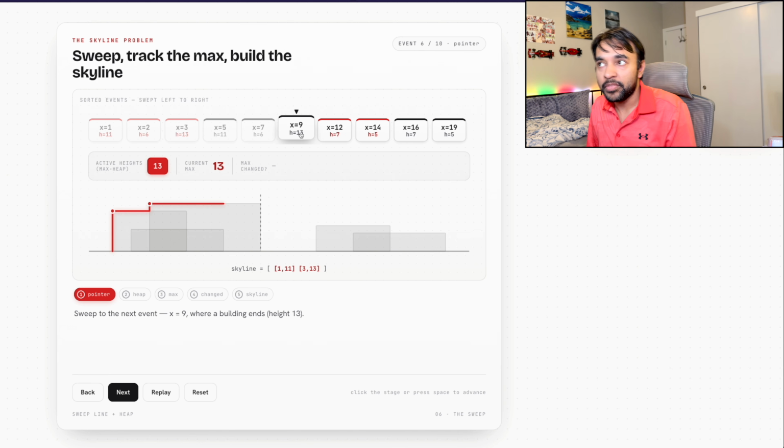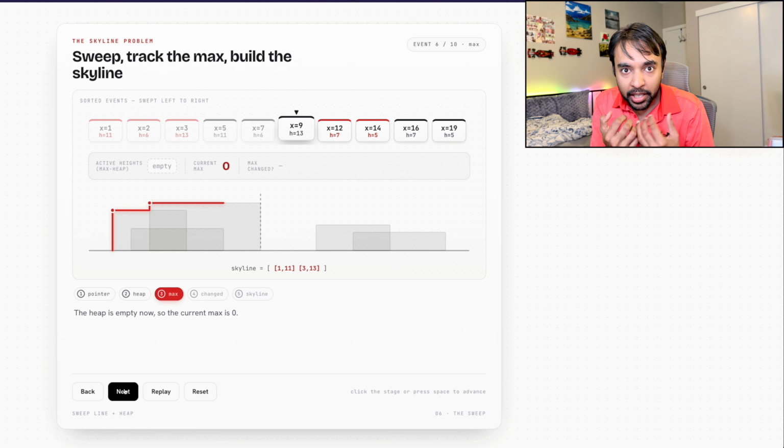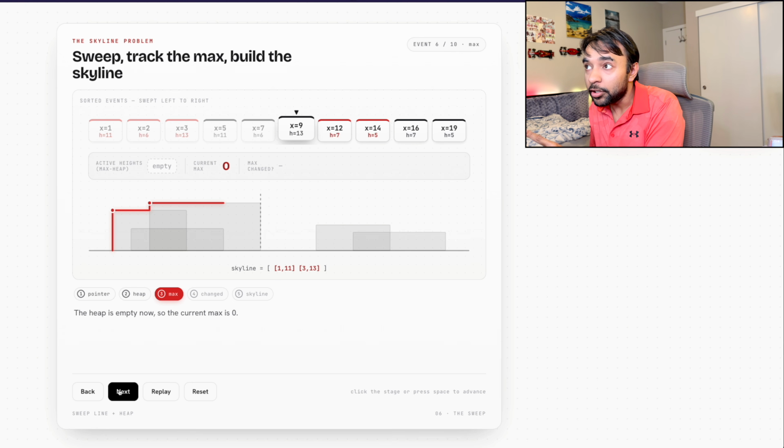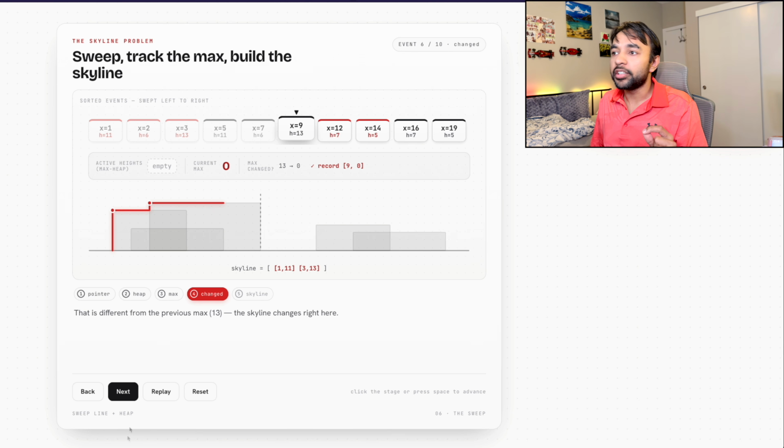X equals to 9. It is telling me that the building of height 13 is now no more. So you remove something from your heap. Your heap is now empty. Try to get the max element. It becomes 0. Did your max change? Yes. That means you will now want to record this point.